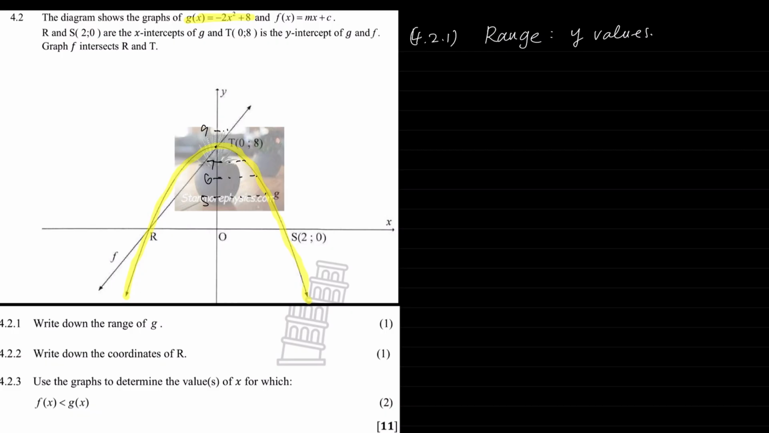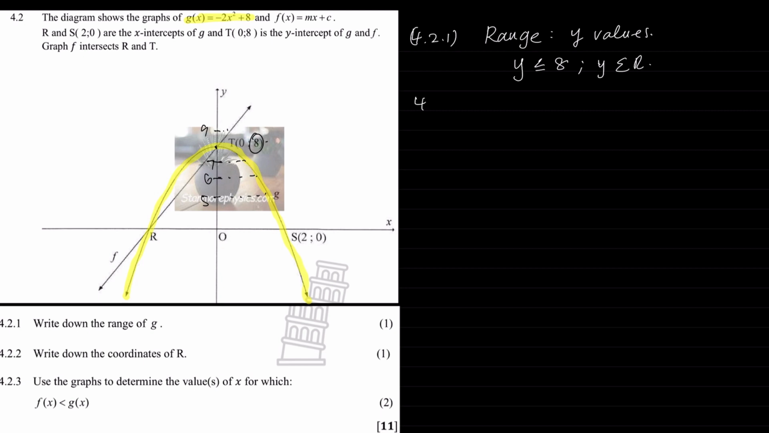So you can think of it as it caps off. The maximum is 8. So that means this function will exist for all y values that are less than or equal to 8. And that's our range. So y is less than or equal to 8, and y is an element of real numbers.